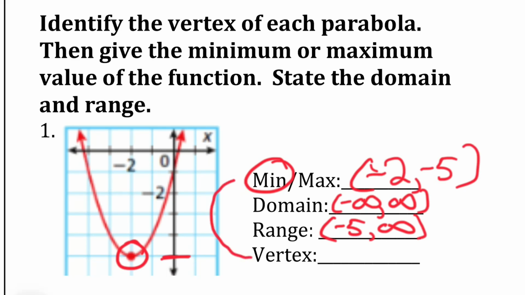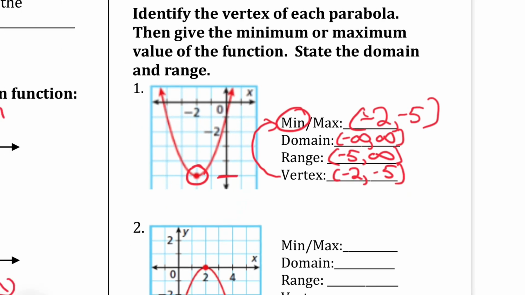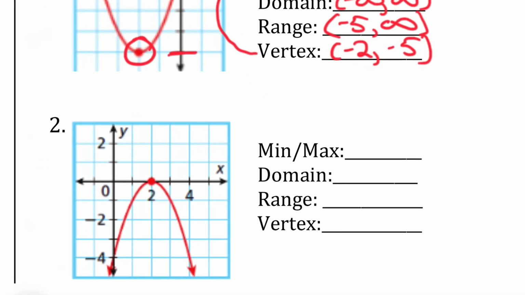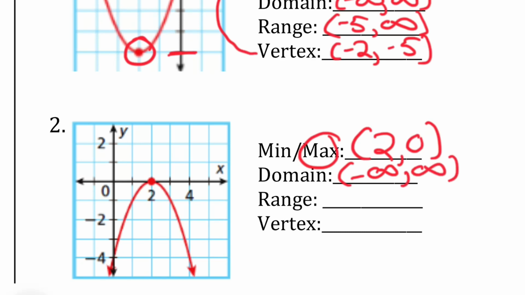And then your vertex, little trick, your vertex and your min and max are always the same. It's that point where it changes directions. So pause the video and attempt number 2 as a review. You should have gotten max (2, 0). Domain should be negative infinity to positive infinity. Range, negative infinity to 0. And vertex (2, 0).